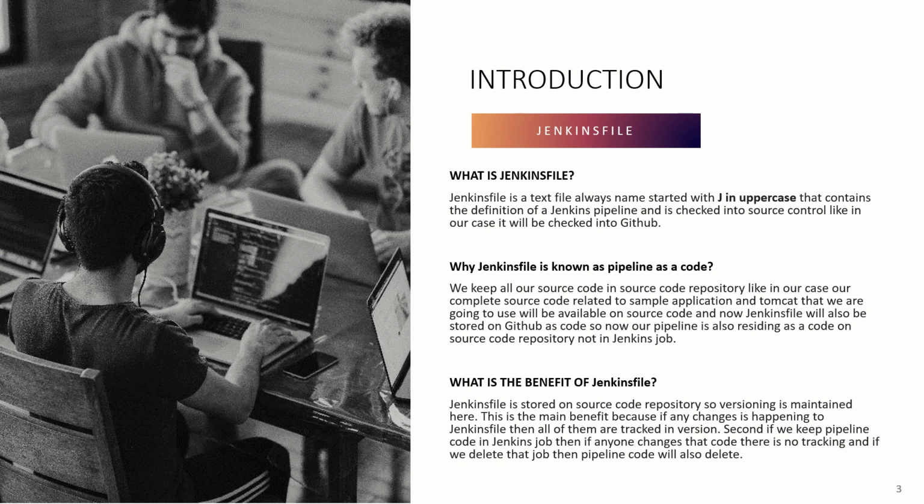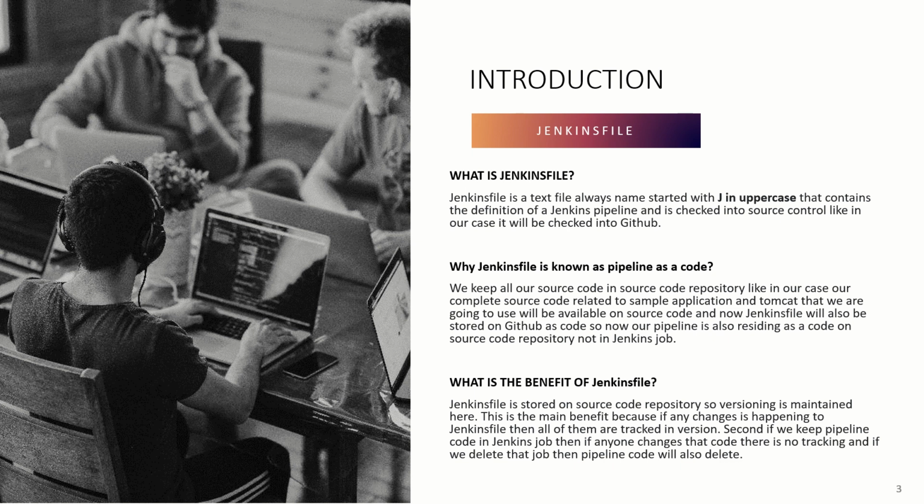So the next thing that comes to mind is why Jenkins file is known as pipeline as code. We keep all our source code in a source code repository. Like in our case, our complete source code related to the sample application and Tomcat that we are going to use will be available on the source code repository. And now Jenkins file will also be stored on GitHub, which is basically a source code repository. So now our pipeline is also residing as code on the source code repository, not in the Jenkins job. That's why we are calling it a pipeline as code job.